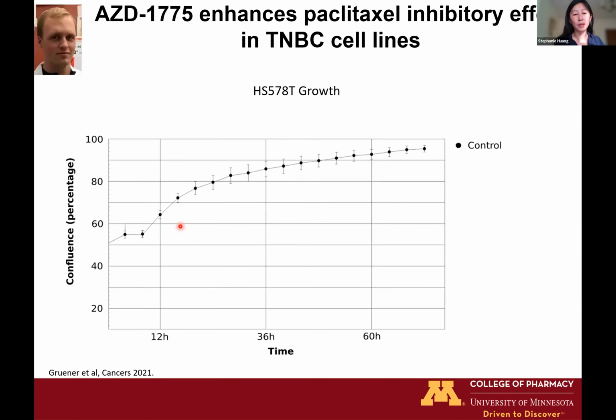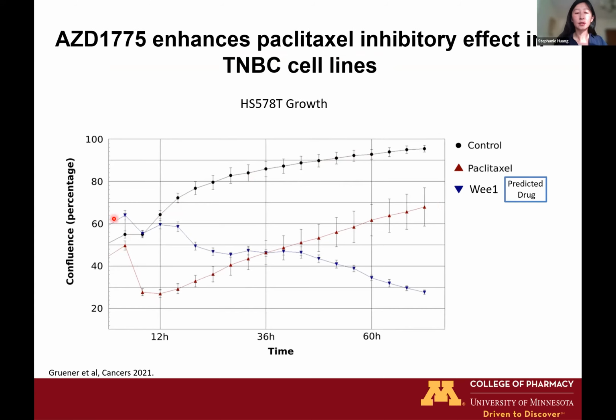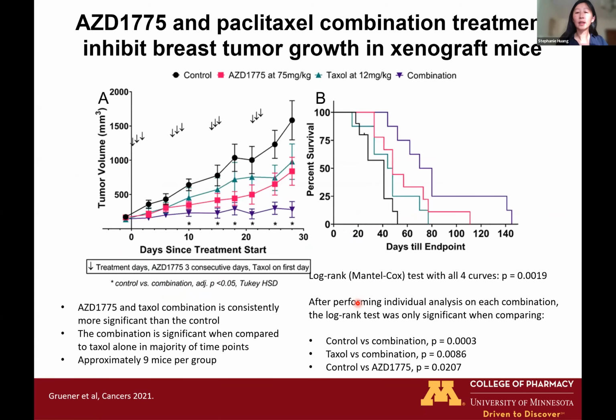So this is one of the TNBC cell lines, where over time you can see the cell growth. In the presence of paclitaxel, which is the standard of care agent, you see the cell growth was initially inhibited, but over time that cell line recovered and growth is catching back up. And this blue line is the drug of interest, AZD1775. We see over time a gradual decrease in cell proliferation. When we put the standard of care agent and our drug of interest together, the cell line growth has been inhibited over time. And this is not only the case in cell line models, this is the experiment in xenografts.